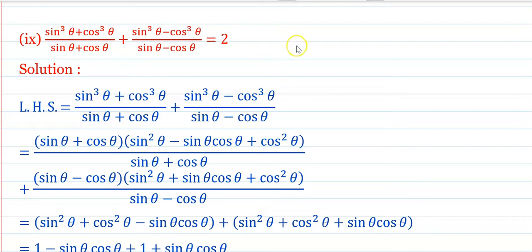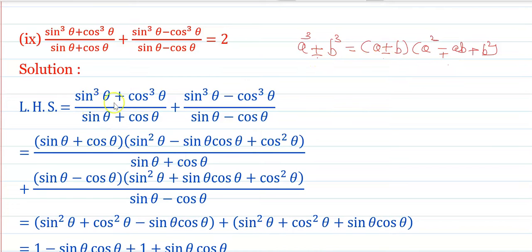Here we will apply the formula. What is that formula? a cube plus or minus b cube is equal to (a plus or minus b) into (a square minus or plus ab plus b square). If there is a plus sign here, then here plus and here minus; if here minus, then here plus.